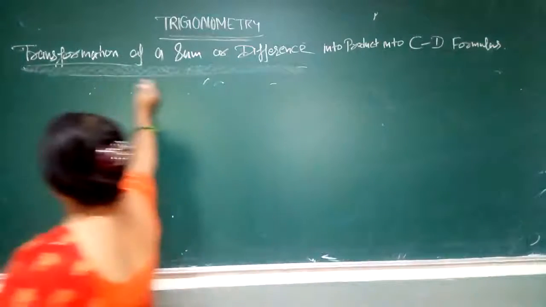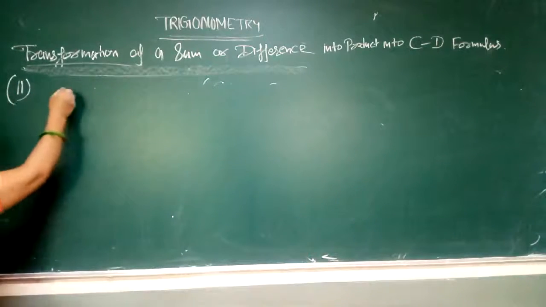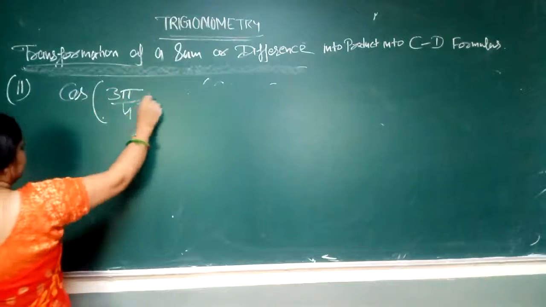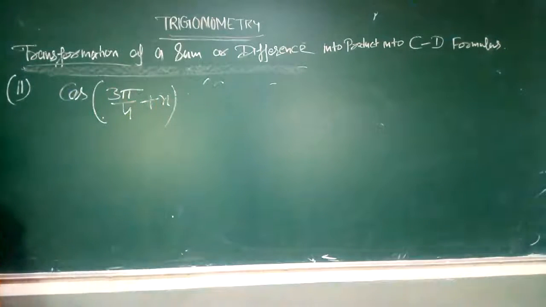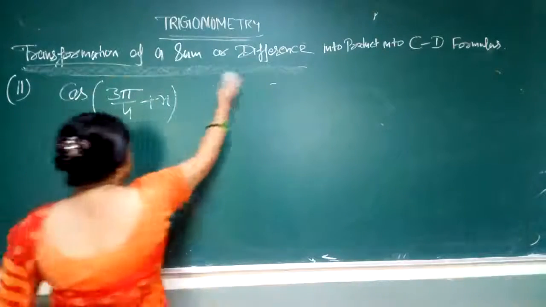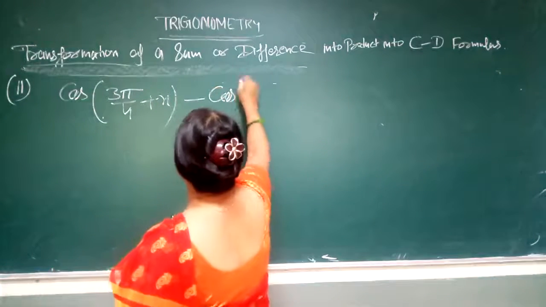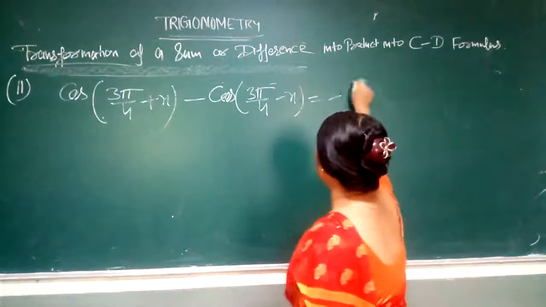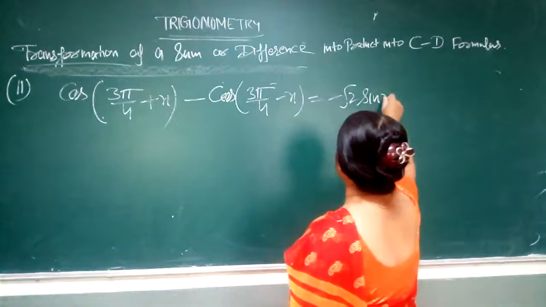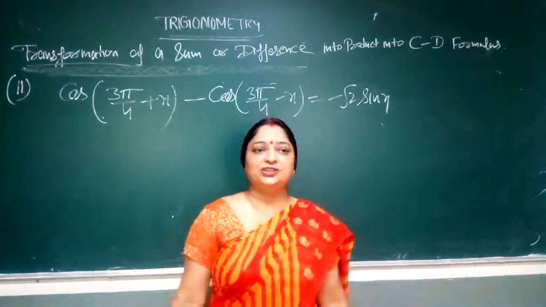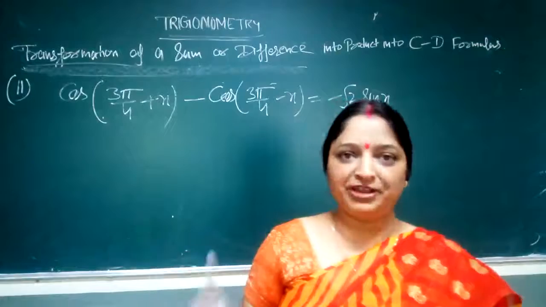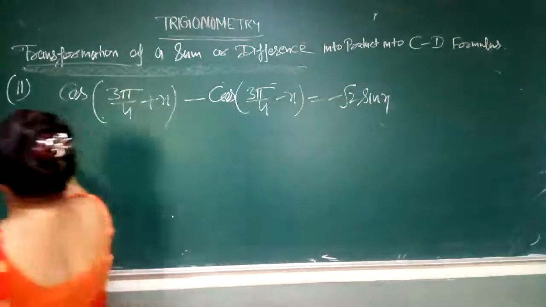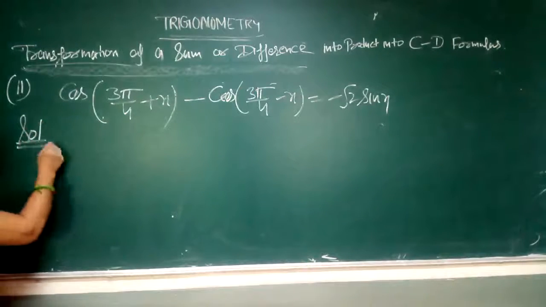The 11th question was cos of 3 pi by 4 plus x minus cos of 3 pi by 4 minus x equals minus root 2 sin x. Just now I solved this question with the help of the AB formula. Now see this solution with the help of the CD formula. Let us start the solution.